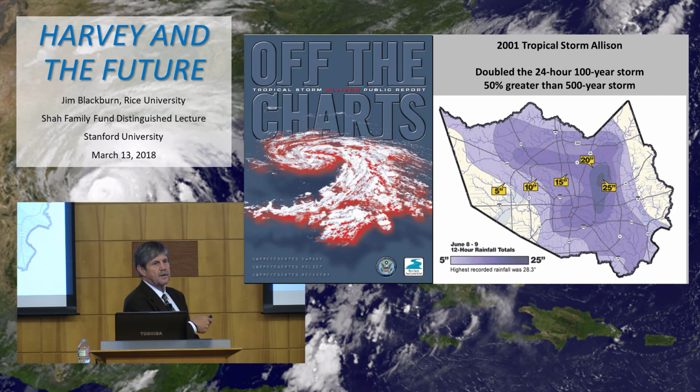But this is a report. Look at the title, Off the Charts. If you were designing from the standpoint of a climate scientist how you would describe climate change related storm events, you'd look at the bell curve and it'd be off the chart. That's the name they chose, but they don't recognize climate change. Some strange ironies.